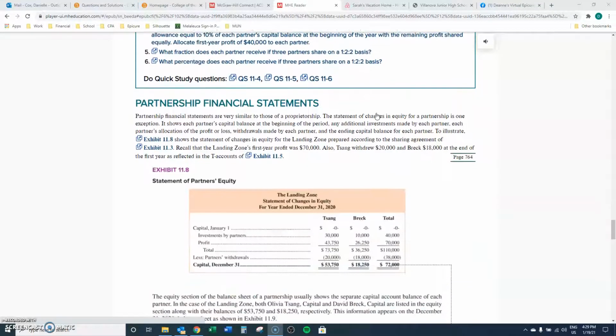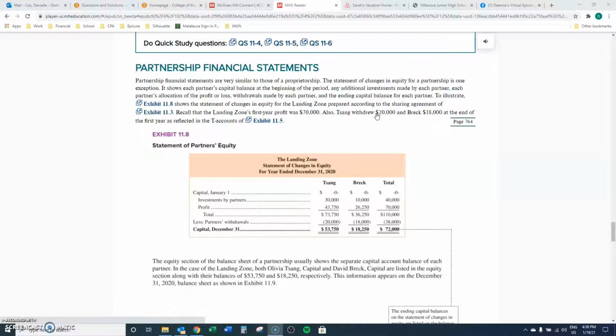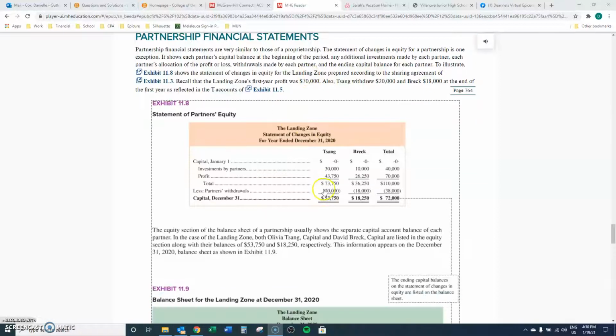Okay, we'll do one more. Yep, we'll do this section here. So the statement of partners' equity. So if we look at it for the example that we're doing, in January 1 there was nothing because it was a new company. They both invested, so $30,000 and $10,000 show the total. They're allocated a share of the profits, and then we show the total.